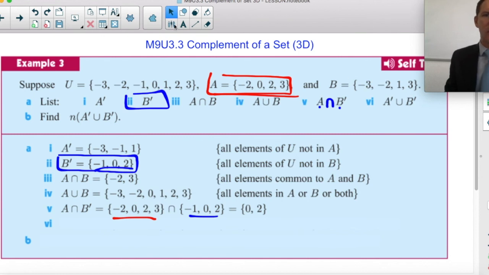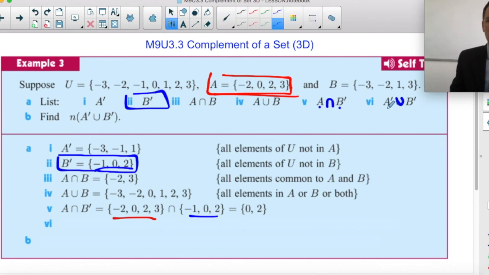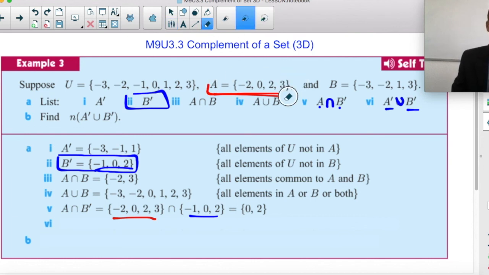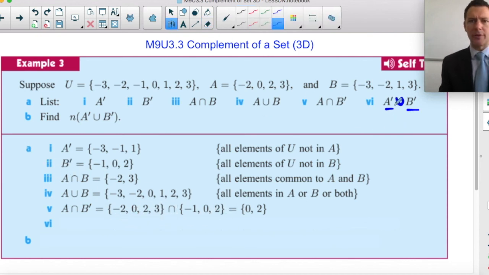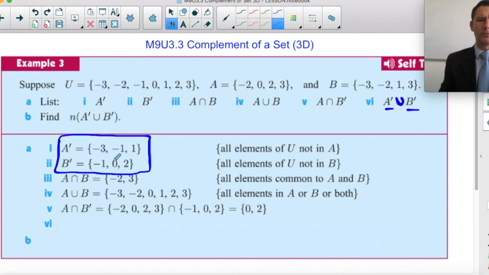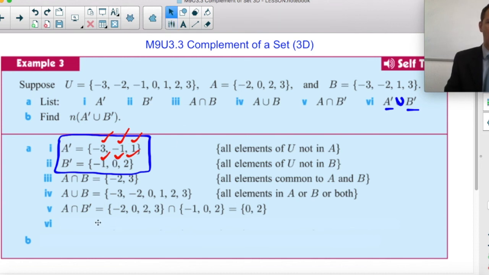Sorry about the scribble. Oh, this is the union of not A and also not B. So let's find not A and not B. And the union means I want both of them. I want the people that are not in art or not in bio. So I want the union of these two, which means I want the 3, I want the -1, but you don't have to write it down twice. It just happens to be in there twice. And I want the 1, and I want the 0, I want the 3. I want the union. I want all of these guys, but don't write down -1 more than once.